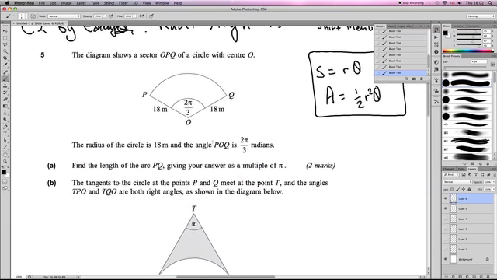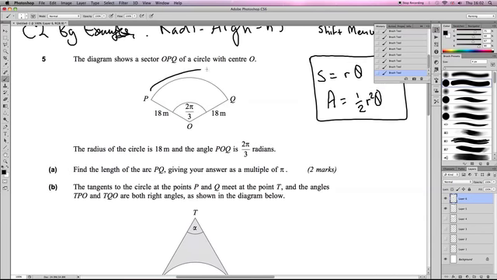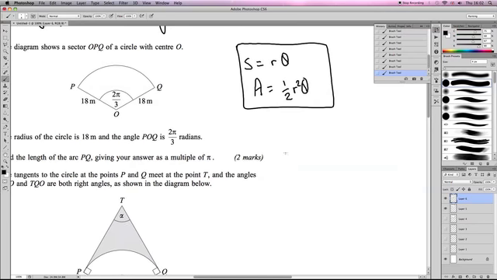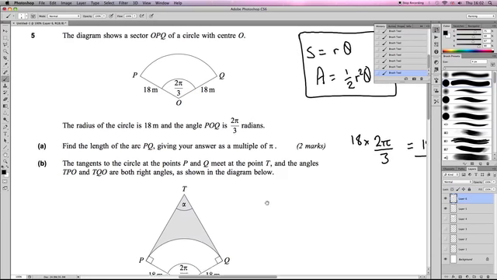The very first question is find arc length PQ, so this one right here, and keep it as a multiple of pi. So you're literally going to do 18 times, r is the radius, so 18 there, times radians, the angle there, which is 2 pi over 3. You're going to do 18 times 2 divided by 3, you get 12. So the answer is 12 pi. And there it is, 2 marks. Really easy 2 marks actually.